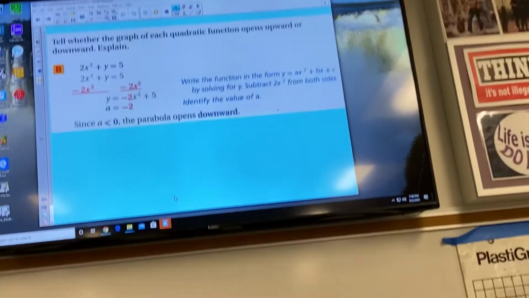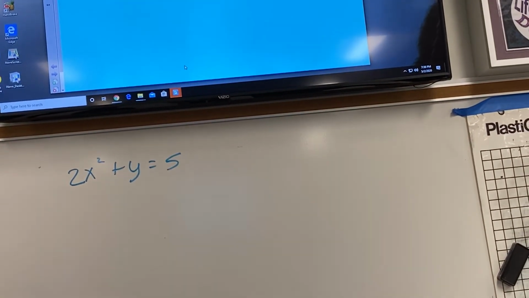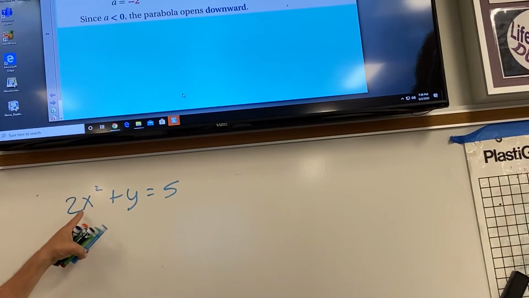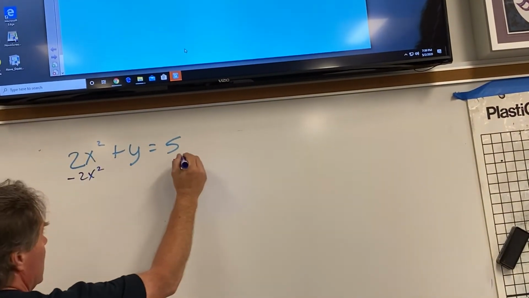It says 2x squared plus y equals 5. Does that open up or down? Well, again, look, the x squared and the y are on the same side. You can't use that to determine if it opens up or down. So you've got to move this over.